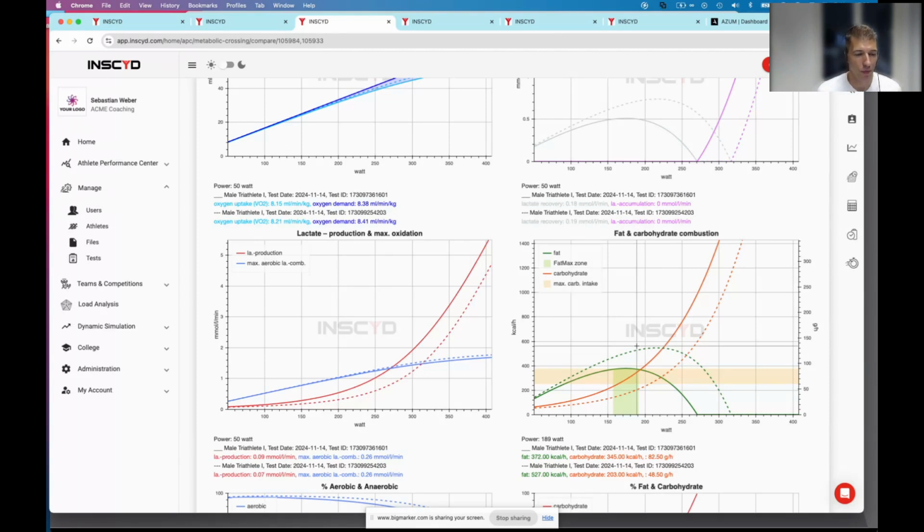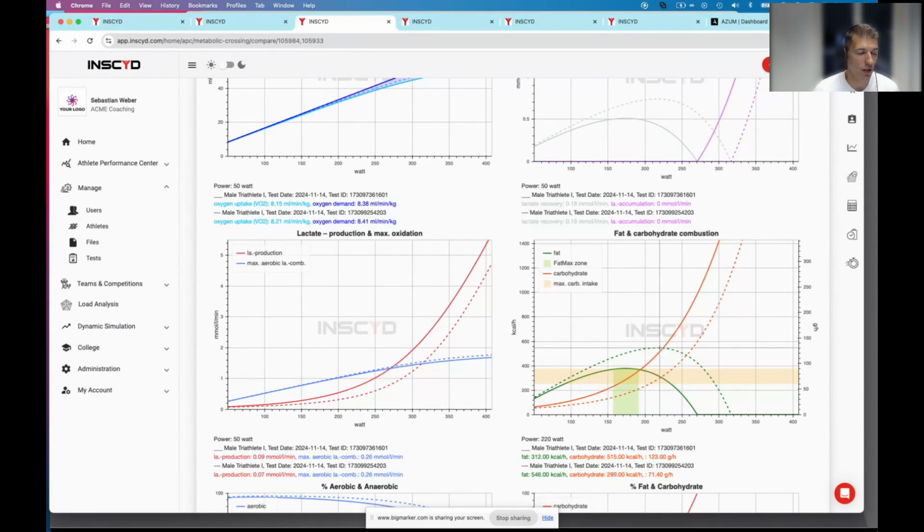Now, if he produces less lactate, the only source of lactate are carbohydrates, glycogen or external glucose. Because of that, obviously there is less carbohydrate combustion. This is why the red curve shifted to the right. And if the athlete combusts less carbohydrates, then he needs to combust more fat. You can see the difference is tremendous, right?